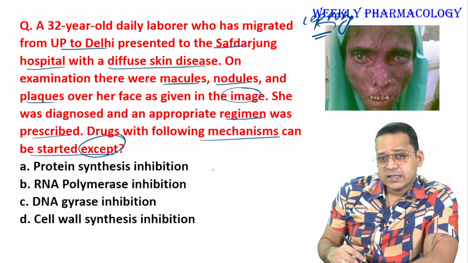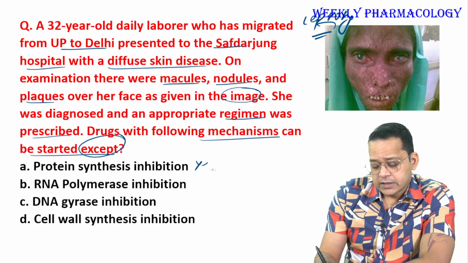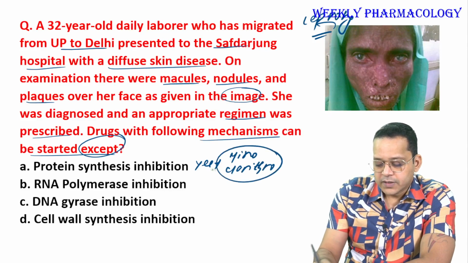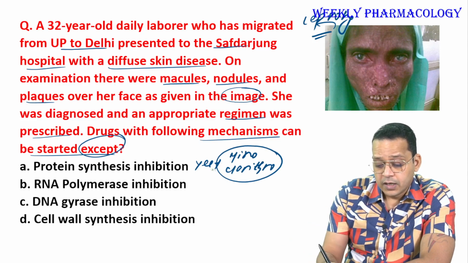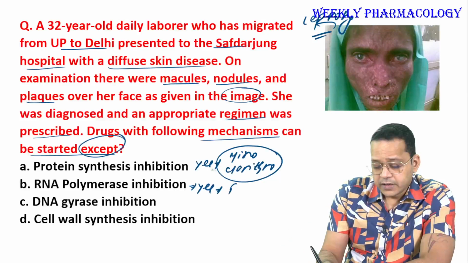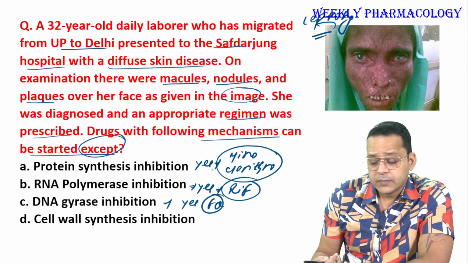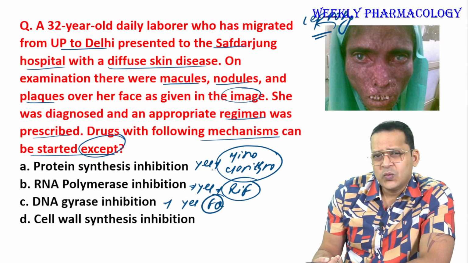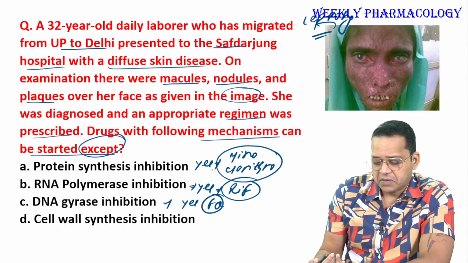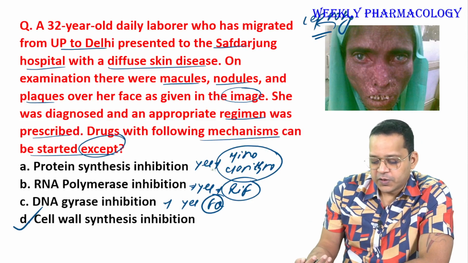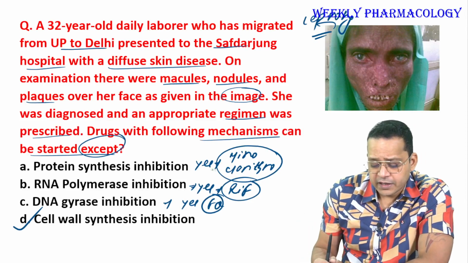All right. Protein synthesis inhibition. Yes. For example, I use minocycline and clarithromycin. These are protein synthesis inhibition. RNA polymerase inhibition. Yes. I use rifampicin. DNA gyrase inhibitor. Yes. I use fluoroquinolones like moxifloxacin and ofloxacin. Cell wall synthesis inhibitor, I don't have, no. So any cell wall synthesis inhibitor, they are not used, they are not active in leprosy.